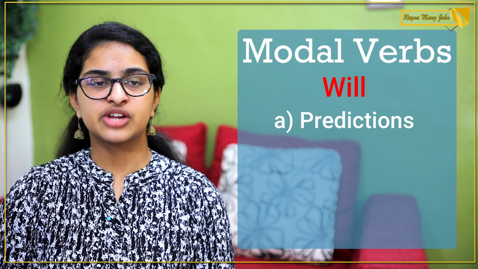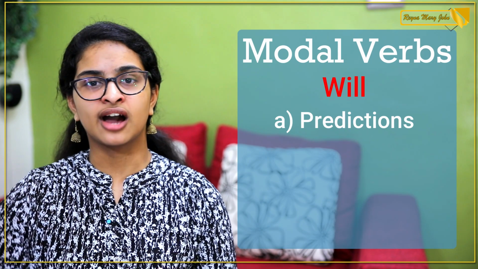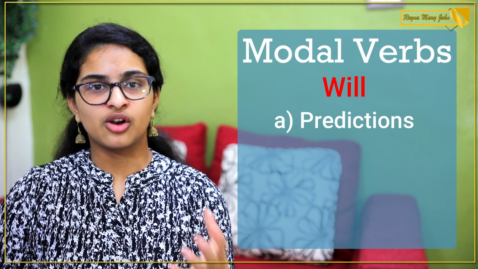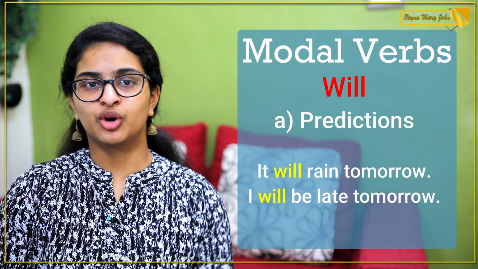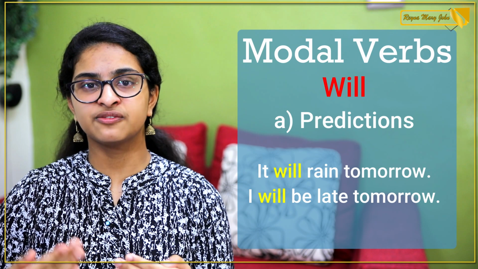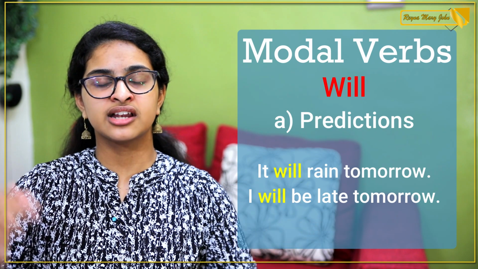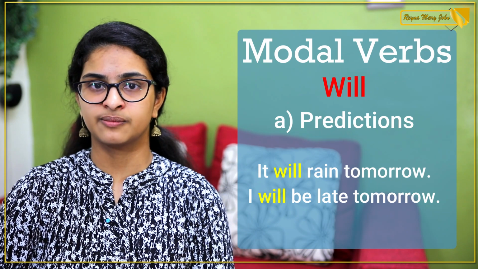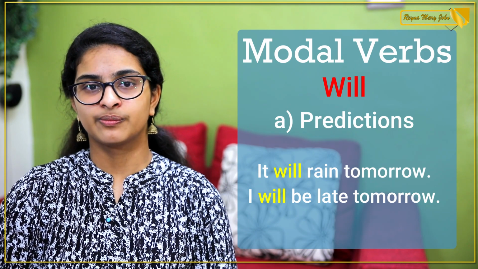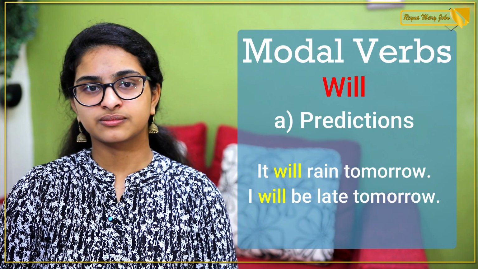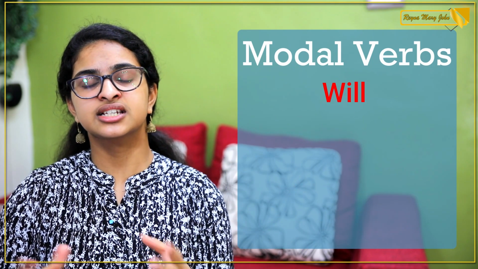So, for example, say you check the forecast and you check outside and there are dark rain clouds and your phone says, oh, it's going to rain. So you can very confidently say, it will rain tomorrow. Here you're predicting the fact that it will rain tomorrow by assessing the fact that your forecast is set and you can see the dark rain clouds outside. It will rain tomorrow. I will be late tomorrow. Predictions. The second usage is instant decisions.